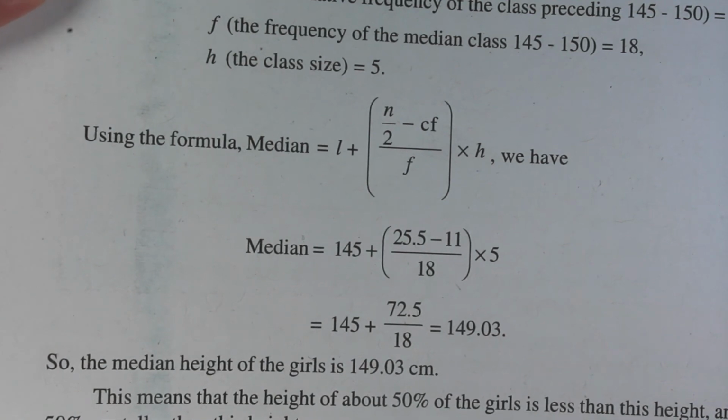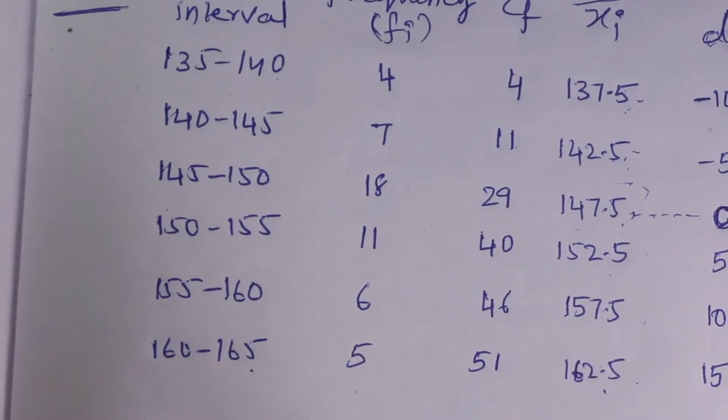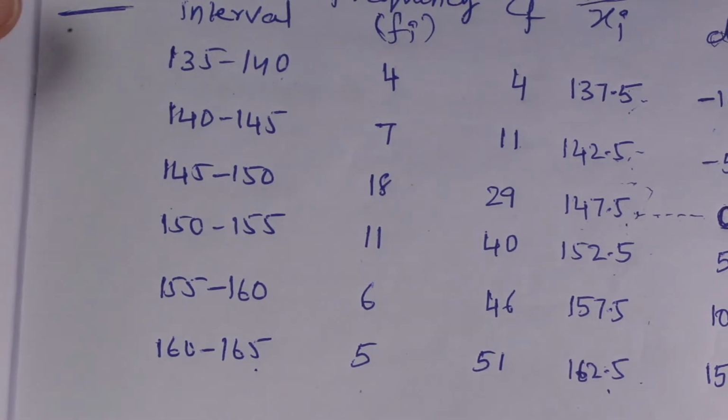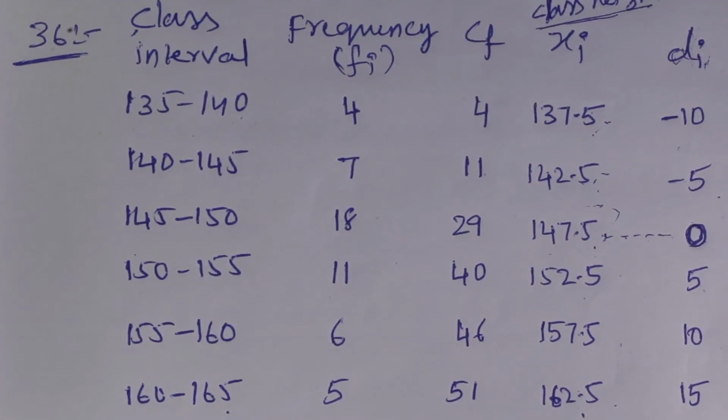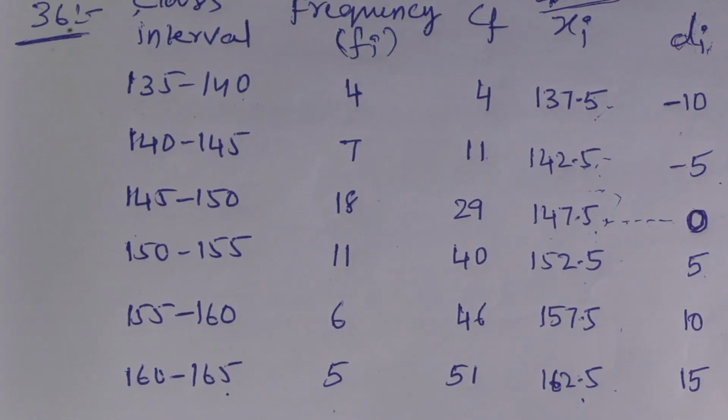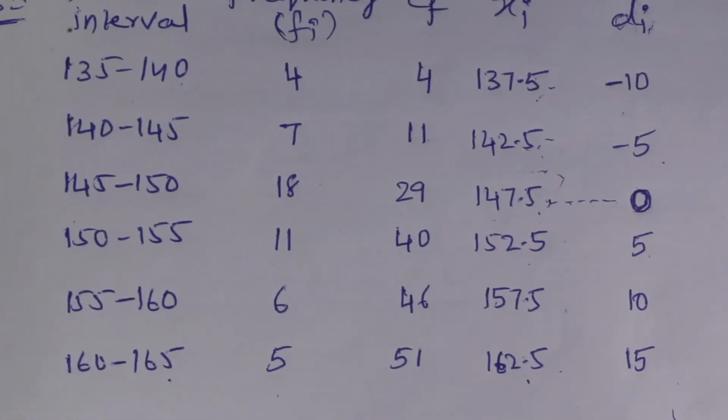Now we have to identify the median class. How do we identify the median class? We have to calculate n by 2. N is 51, right? So 51 by 2 is 25.5. Where does the 25.5 fall into?